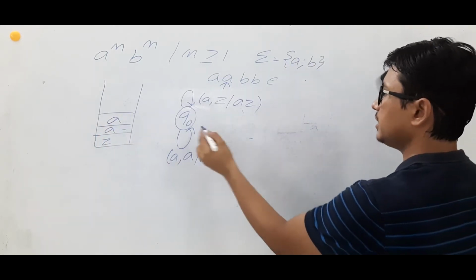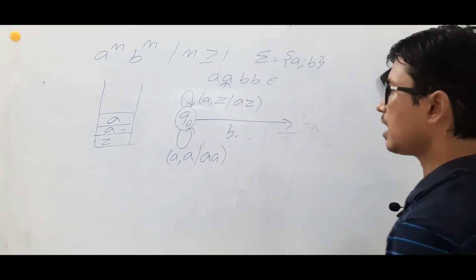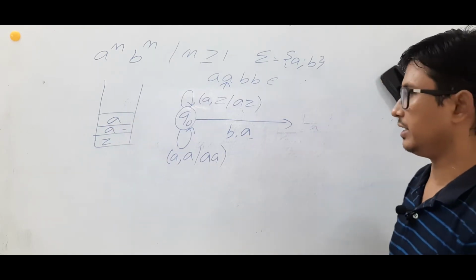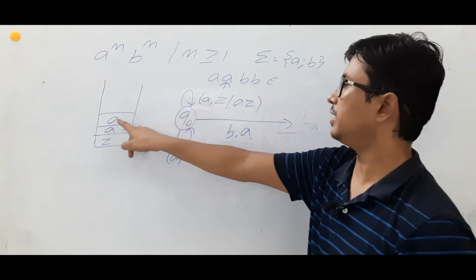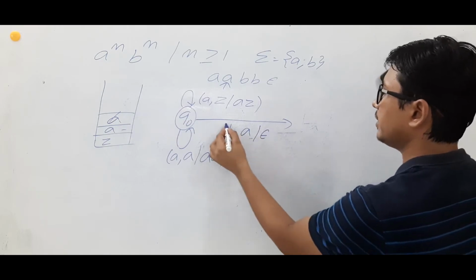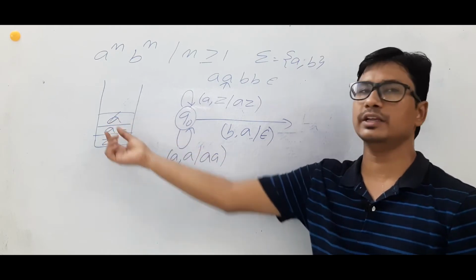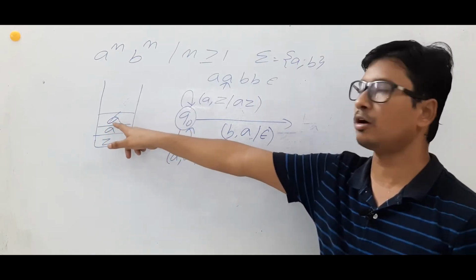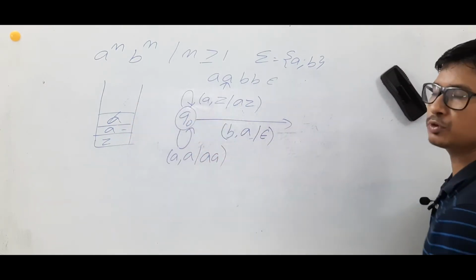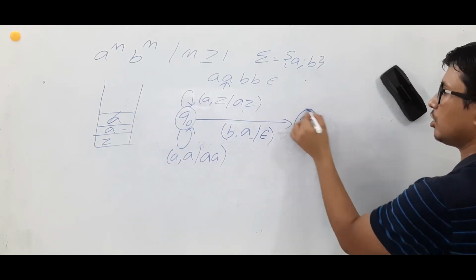Now once you see a B, the input symbol is B, and the top of the stack is A, then what should I do? With this B, I have to pop this A. How can I pop? If I write epsilon, then I can say that I am popping the element which is at the top of the stack. What is the element at the top of the stack? A. So I am popping it. Here I am performing the push operation. Here I am performing the pop operation. So I am reaching a state called Q1.